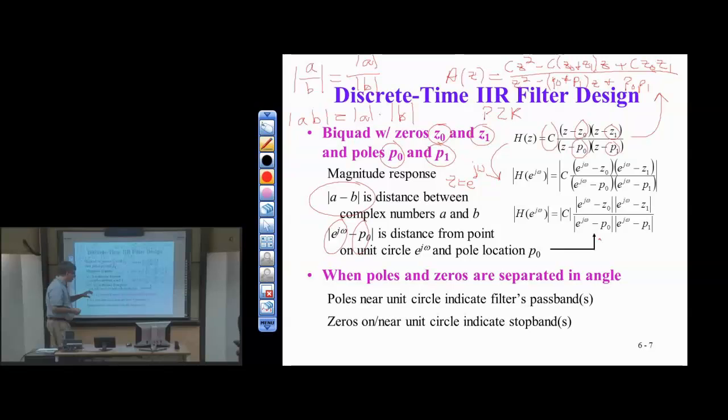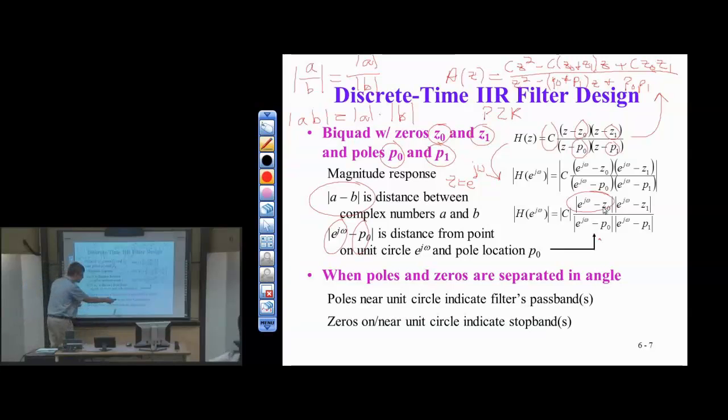Now, in the other way, the numerator terms directly multiply the magnitude response. So if my 0, for example, is on the unit circle at angle omega, then this distance is 0. And I have now zeroed out the magnitude response at that frequency value. We'll have lots of demos of this coming up. So the pole and 0 locations matter a lot. And when the poles and zeros are separated at an angle, we can come up with some very simple rules of thumb, and we'll see them play out in homework, and we'll play out in demos today.